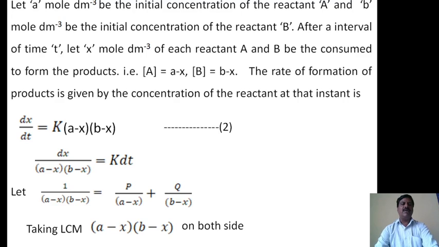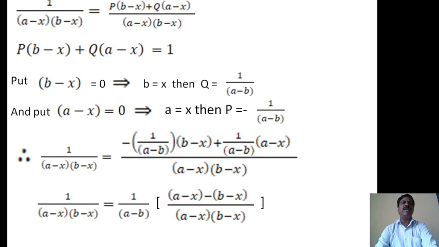Let 1 divided by (a minus x) into (b minus x) equal to p divided by (a minus x) plus q divided by (b minus x). Take the LCM of (a minus x) and (b minus x) on the right side. We will get 1 divided by (a minus x) into (b minus x) equal to p into (b minus x) plus q into (a minus x), divided by (a minus x) into (b minus x).